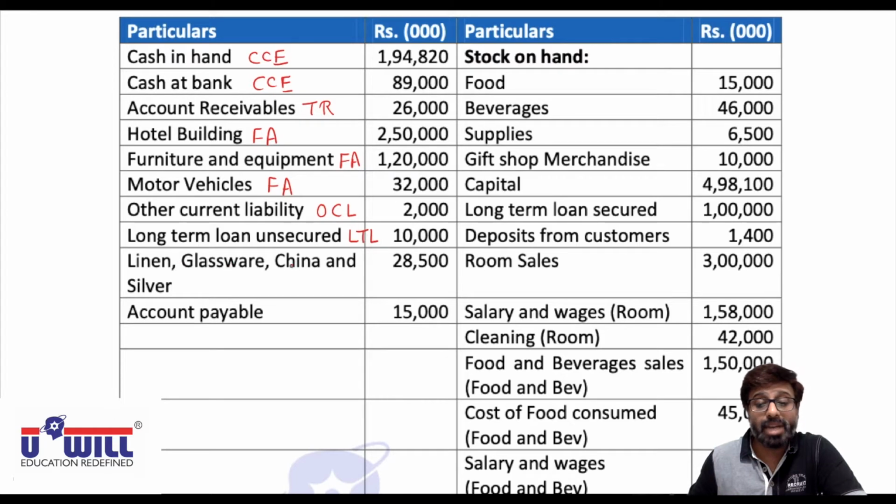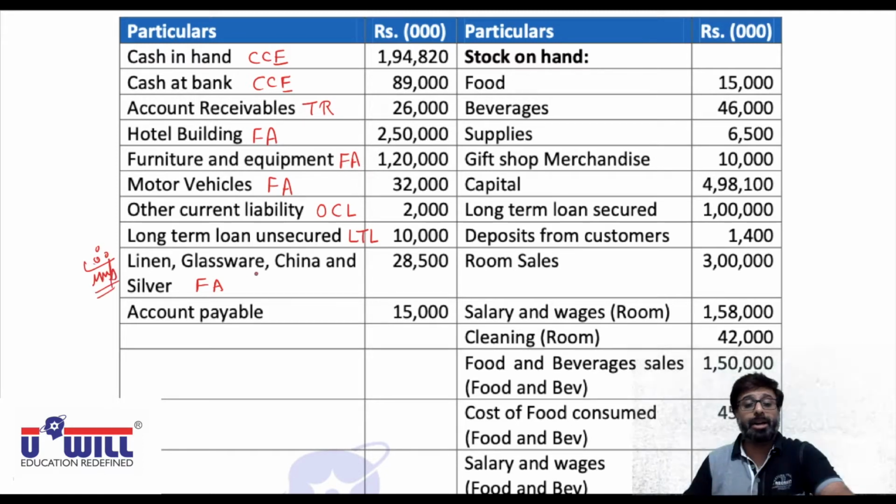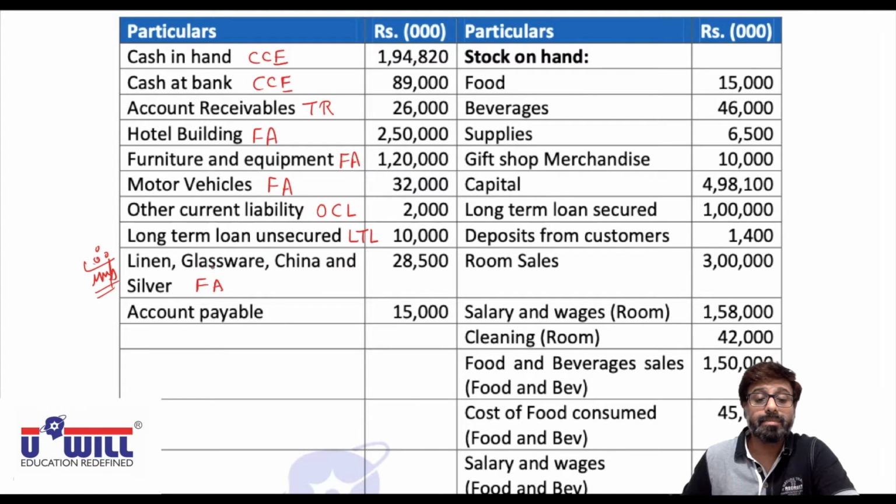Linen, glassware, china and silver, fixed asset. Mark this important. Don't take it as other expenses of room. We are talking about the linen. Linen means the bed sheets, etc. Glassware, china and silver also. Silver articles, artifacts, etc. in the hotel. All these things are fixed assets. They remain in the hotel for a long period of time.